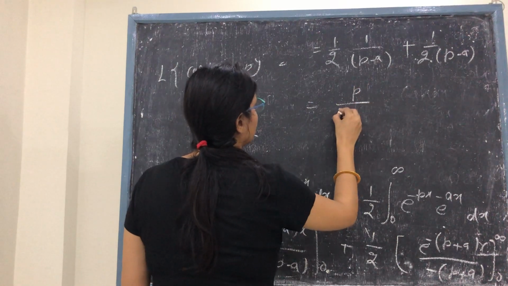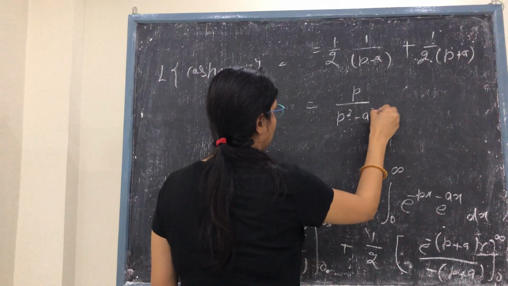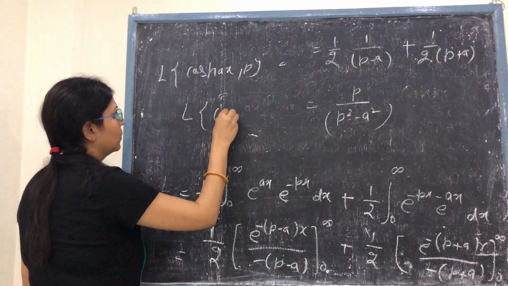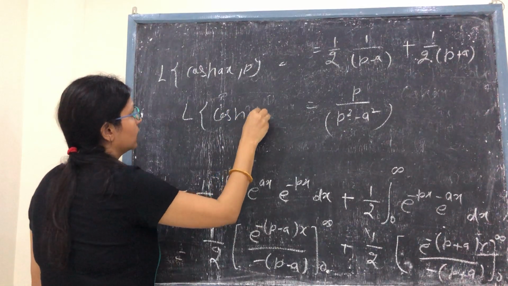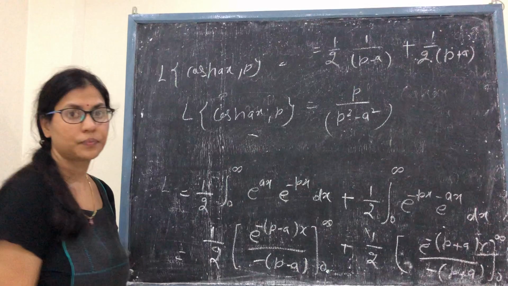Solving this we will get p over p square minus a square. This is the Laplace transformation of cos hyperbolic ax at p.